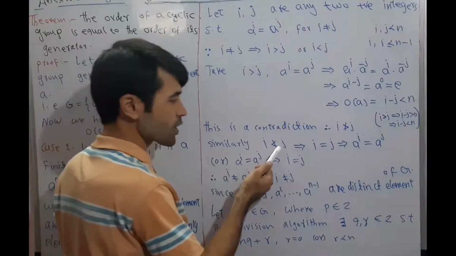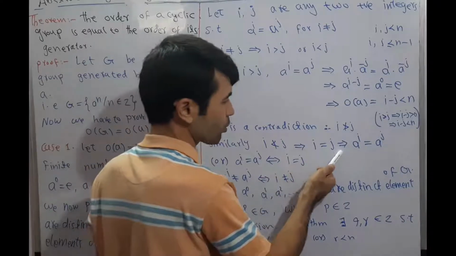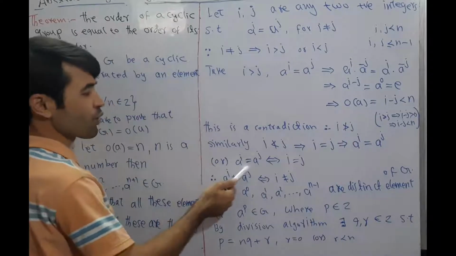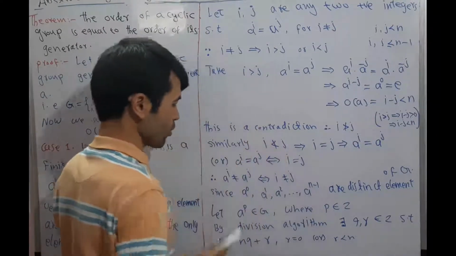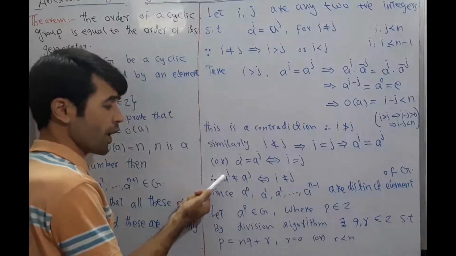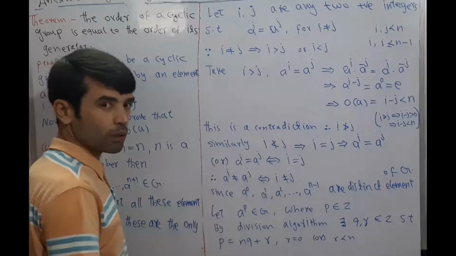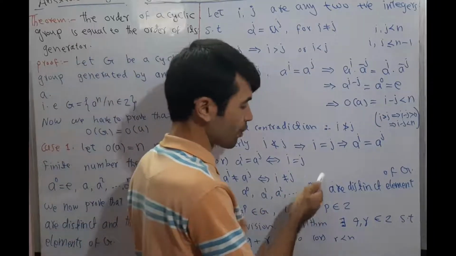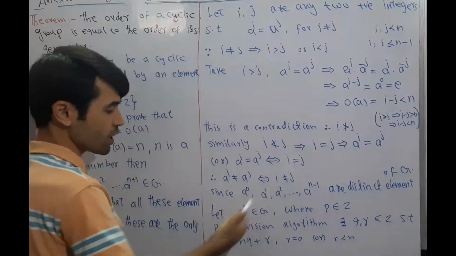Similarly, i is not less than j. This implies i is equal to j. So a to the power i is equal to a to the power j if and only if i is equal to j. Therefore, a to the power i is not equal to a to the power j if and only if i is not equal to j. Since a to the power 0, a to the power 1, and so on, a to the power n minus 1 are distinct elements of G, we have proved that they are distinct elements of G.